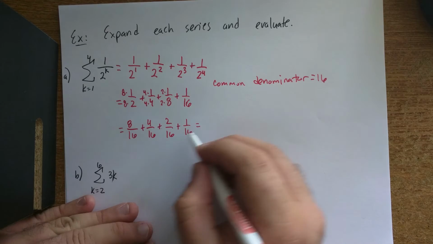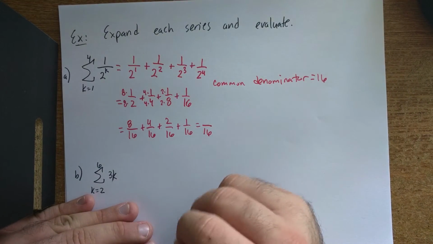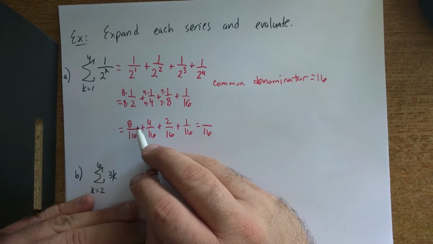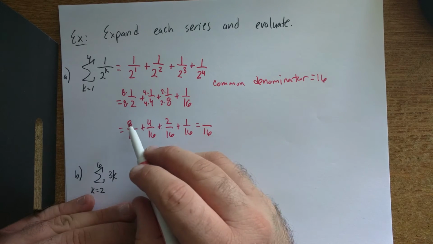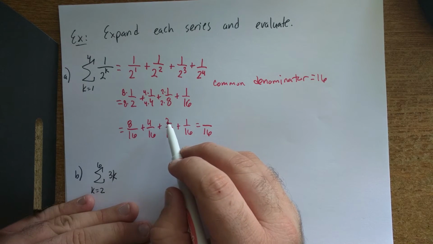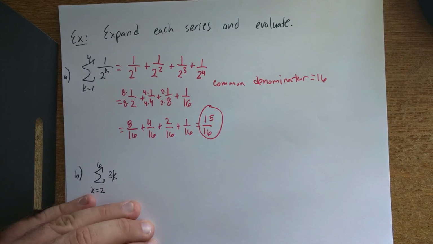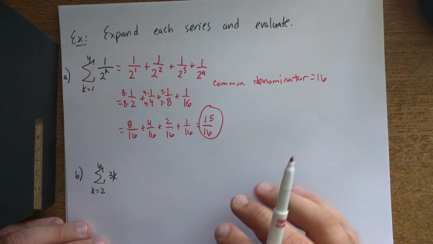All right, now that you have your common denominators, don't add the denominators. Remember, your final answer will still be over 16. You don't add 16s up. But you do add the numerators, add or subtract depending on the problem. In this case, we're just adding all these numbers up. 8 plus 4 is 12, plus 2 is 14, plus 1 is 15. So this is your answer as a reduced fraction, not as a decimal. You got to be able to do that.